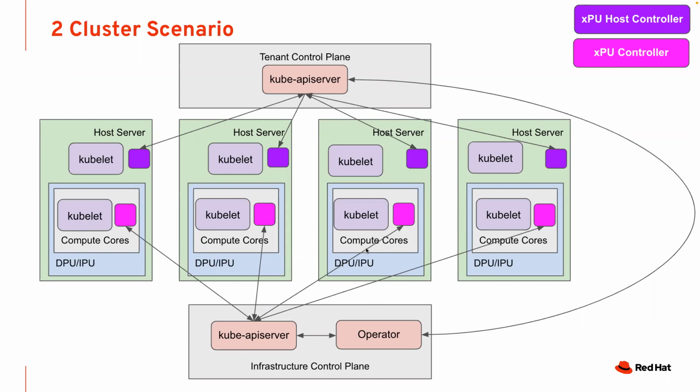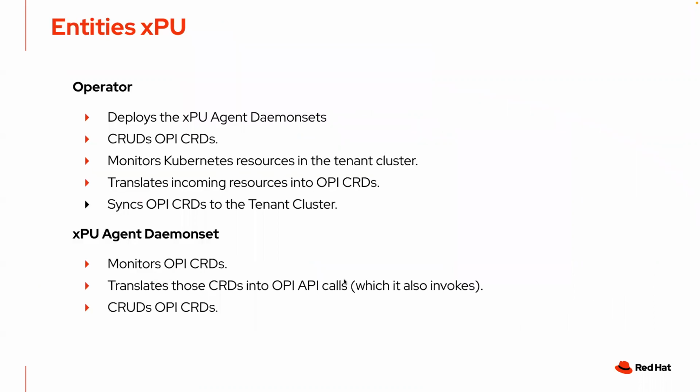But before I dive into too much detail around the specific roles of them, let's talk at a higher level about the infrastructure cluster and this very important component here called the operator. The operator is a key piece of what we see as the component that's tying the two clusters together. His role is really to deploy each of the XPU agent daemon sets on the DPU nodes. He might create, read, update, delete OPI CRDs in both Kube API servers. He will monitor Kubernetes resources in the tenant cluster. Potentially, he's translating incoming resources into OPI CRDs. We'll talk about this in a bit more detail in a moment.